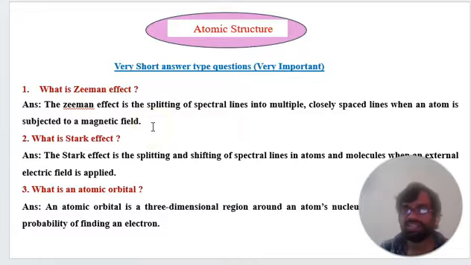So the Zeeman effect is applying the magnetic field. Here we apply the electric field, and there is shifting and splitting of spectral lines. That is the difference between the two effects.